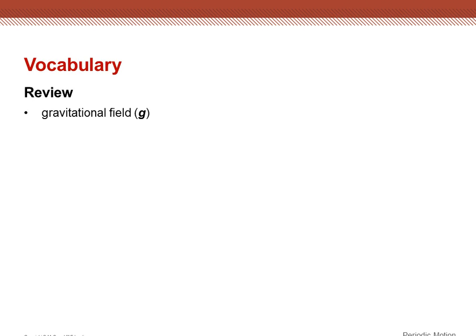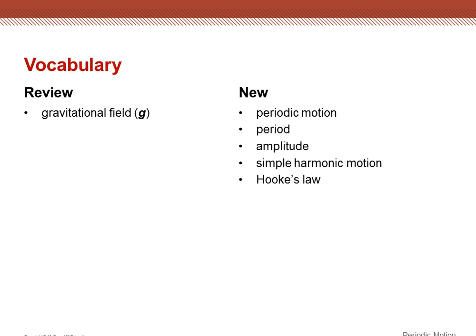So some review vocabulary: we're going to use the gravitational field, and we're going to use little g here, 9.8 meters per second squared. And some new vocabulary is going to be periodic motion, period, amplitude, simple harmonic motion, Hooke's law, simple pendulum, and resonance.